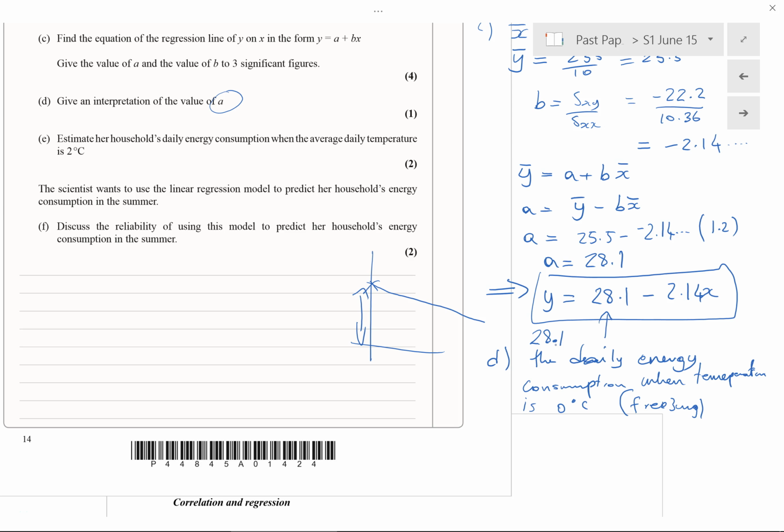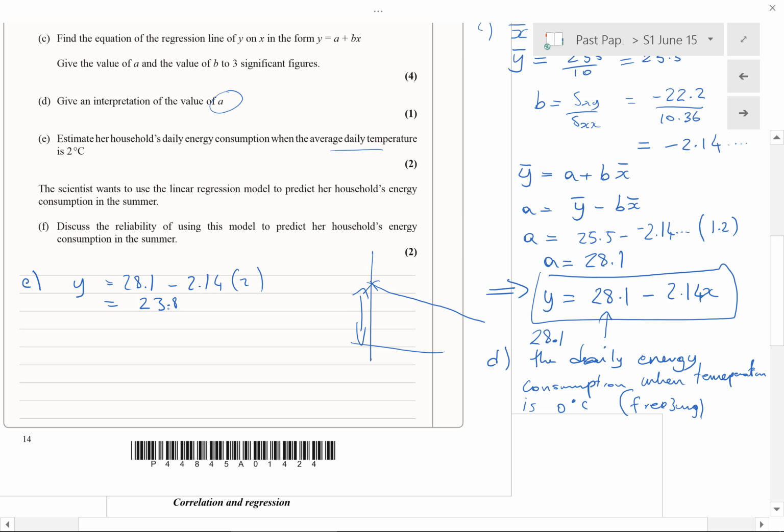Then for part E, let's write it here. Estimate her daily energy consumption when the average daily temperature is 2 degrees C. So that's y equals 28.1 minus 2.14 times 2. So that equals 23.8.